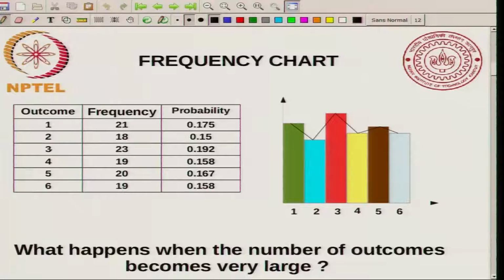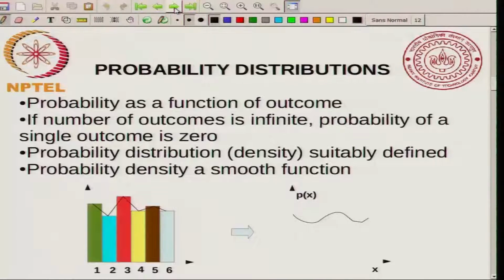And to answer this, we will introduce the concept of probability distributions. So unlike probabilities of events, these are probability distributions. Here we think of the probability as a function of outcome. If the number of outcomes is infinite, then the probability of a single outcome is 0. Here you have only 6 events, so the probability is discrete. There are only 6 events, and the probability of each event, probability of 1 is finite, probability of 2 is finite, 3 is finite, and so on.